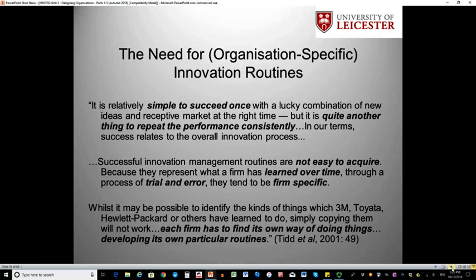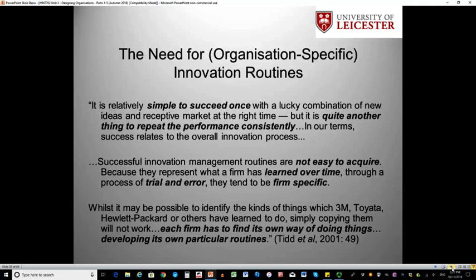And what Tidd and colleagues also talk about is not only do we need to think about what those routines might be that lead to a successful project emerging from an idea, but also that these routines are often very sector specific and very firm specific, and so they will vary between organisation and organisation, and they'll vary between sector and sector.